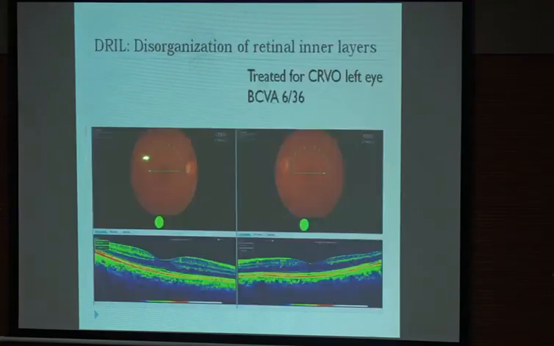However, now this is a patient who was treated for CRVO in the left eye, and the vision did not improve beyond 6/36. So apparently the OCT looks normal. So what is wrong here? If you closely look at the inner retinal layers in the normal eye, and compare this one with this one, you will see that a lot of these inner layers of the retina are missing. So that is the cause of poor vision. This is called disorganization of retinal inner layers.